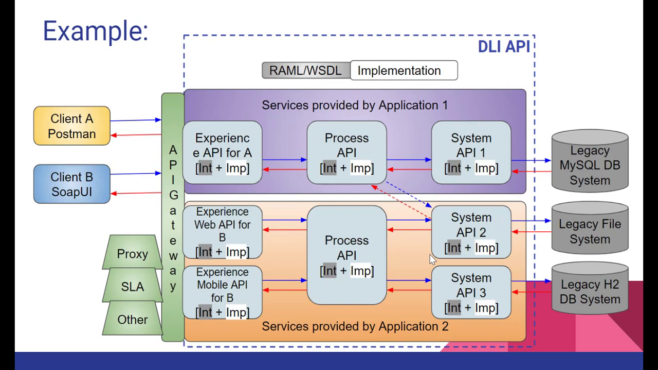So now the practical scenario is like you don't actually expose any of the URLs provided by your experience API, process API and system API, right? So those service URLs you are having for your system API, process API and experience API are basically used for internal purpose.